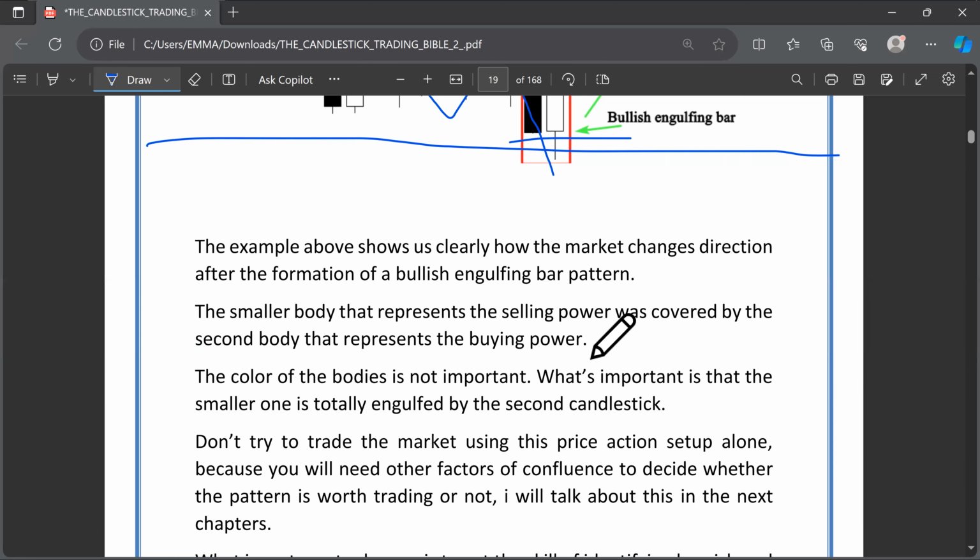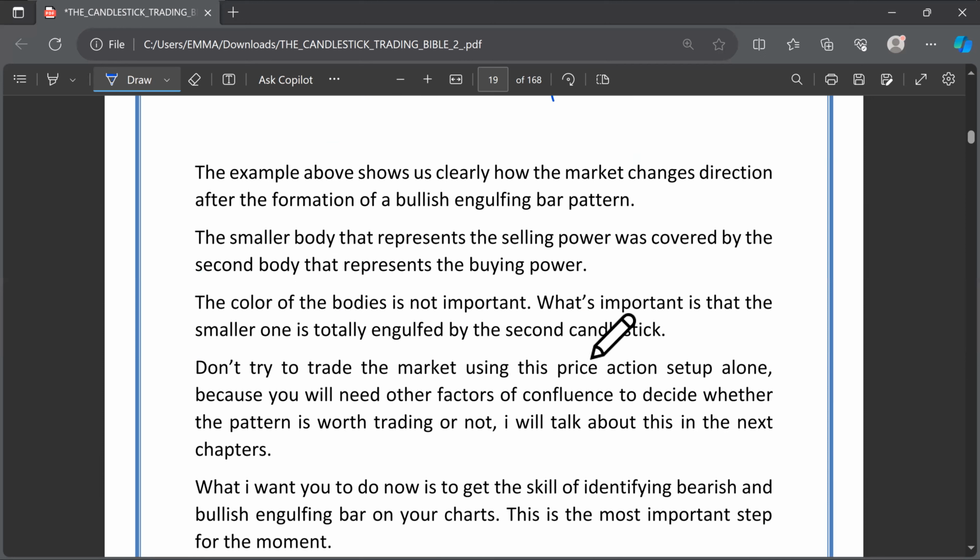Don't try to trade the market using the price action setup alone. When you say price action setup alone, it's just a matter of the price moving up or down or ranging. So that's the price action setup. It's going up, going down, or ranging. In general, when you open your chart, you don't need any special eye to see this. When prices are moving up, you see that they are moving up. When they're going down, you see that they are moving down.